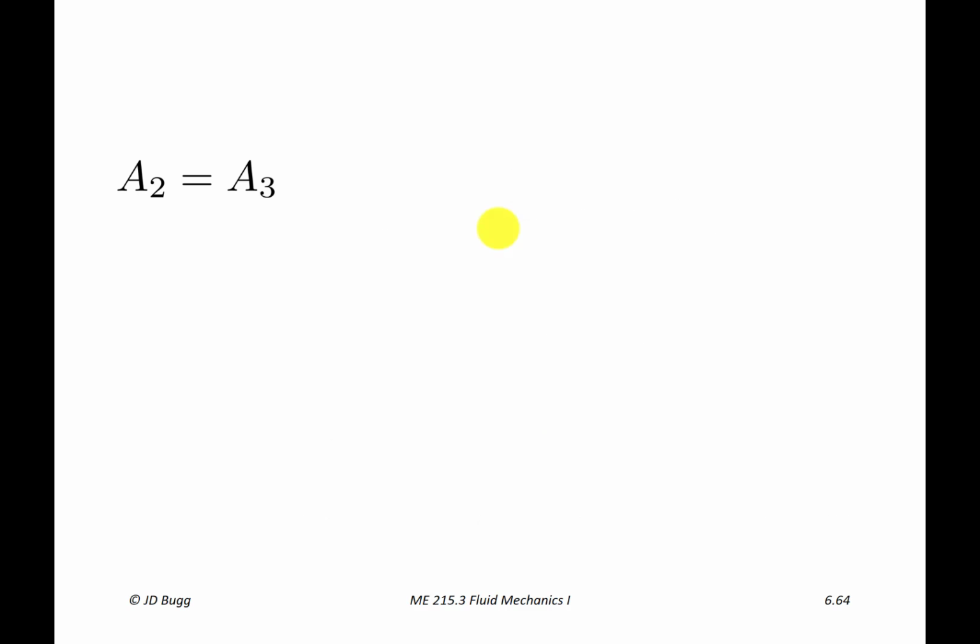So A2 equals A3, we're going to say. So that means that V2 has to equal V3. And remember, those are both axial velocities. So the velocity can't change through the rotor plane because the area doesn't change.